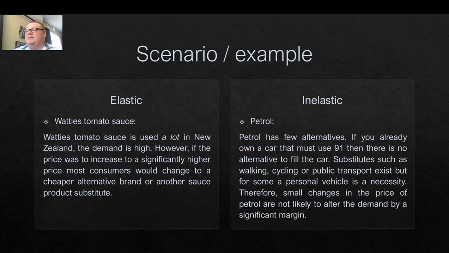So here are two scenarios. In a scenario to exemplify elastic demand, take tomato sauce. Tomato sauce is used a lot in New Zealand. The demand is high. However, if the price was to increase to a significantly higher price, most consumers would change to a cheaper alternative brand or another source product entirely.